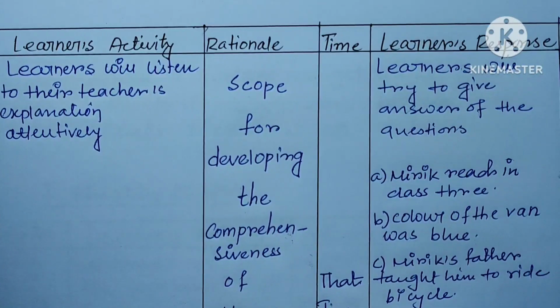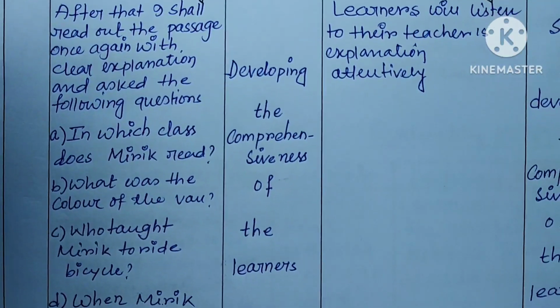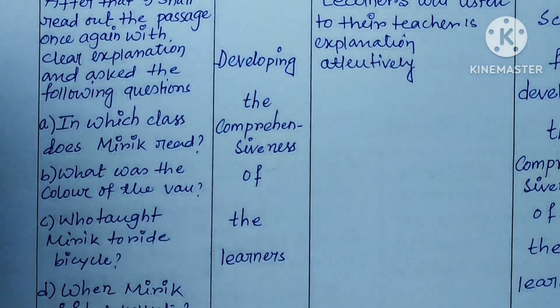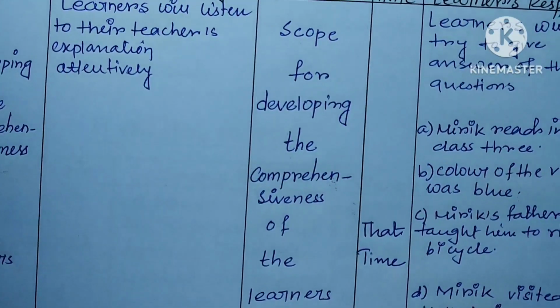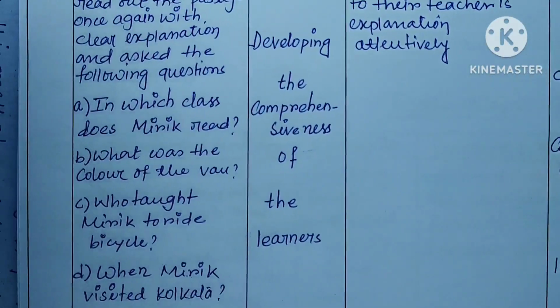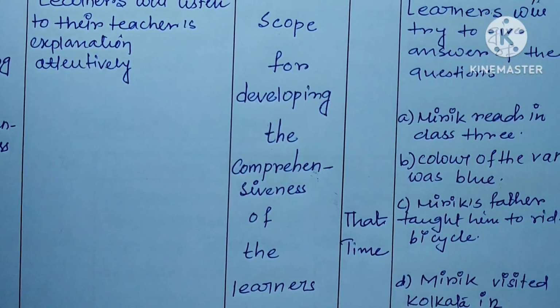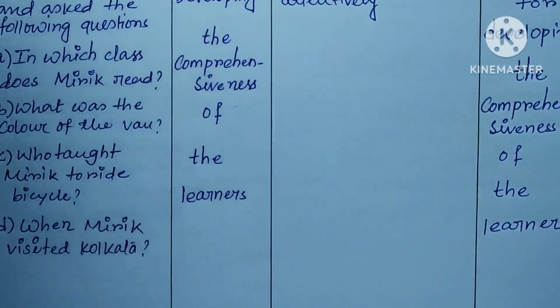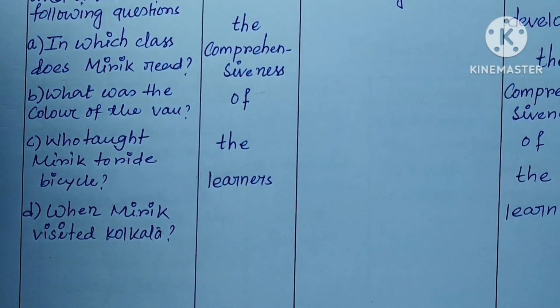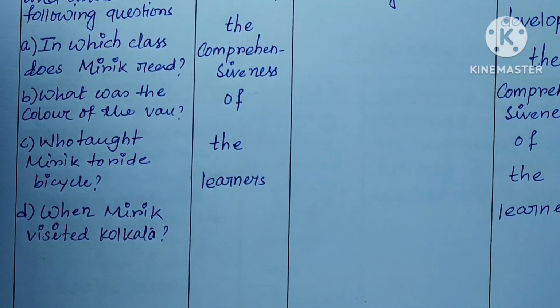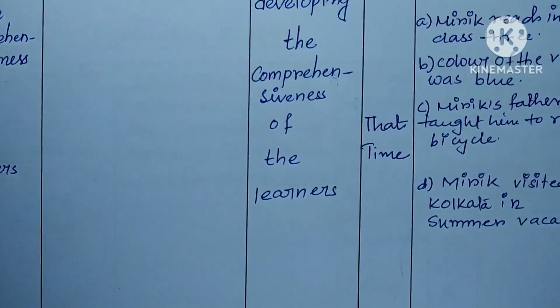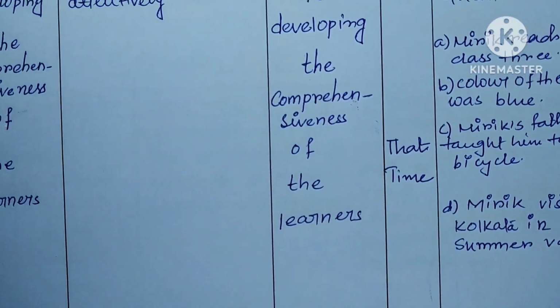Okay, in which class does Mirik read? Mirik reads in class 3, sir. What was the color of the van? The color of the van was blue. Who taught Mirik to ride a bicycle? His father. Mirik's father taught him to ride a bicycle. When did Mirik visit Kolkata? Mirik visited Kolkata in the summer vacation.